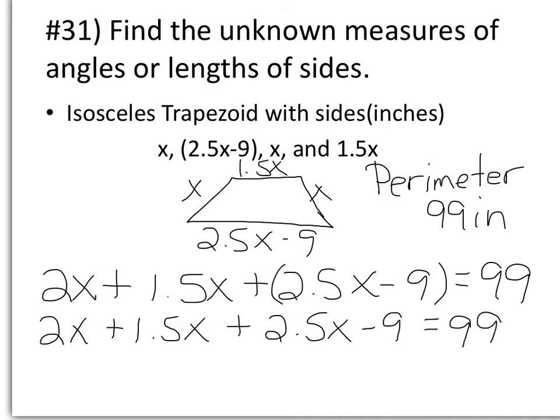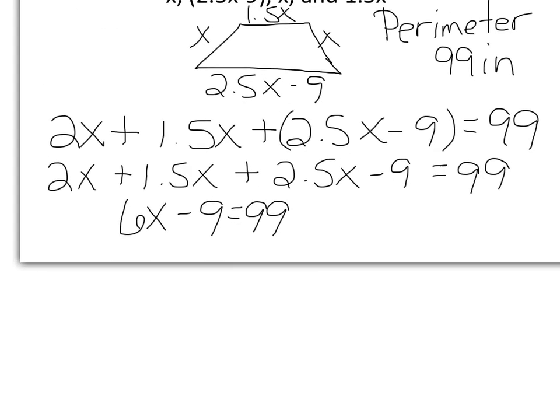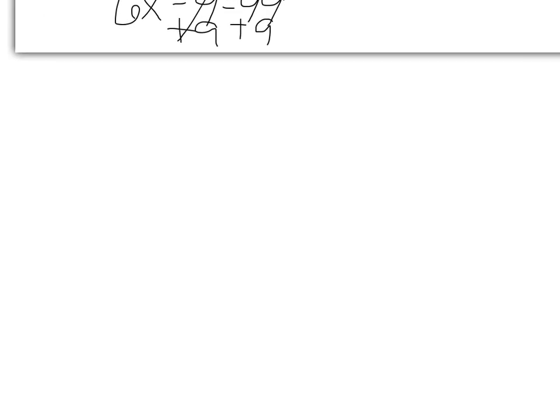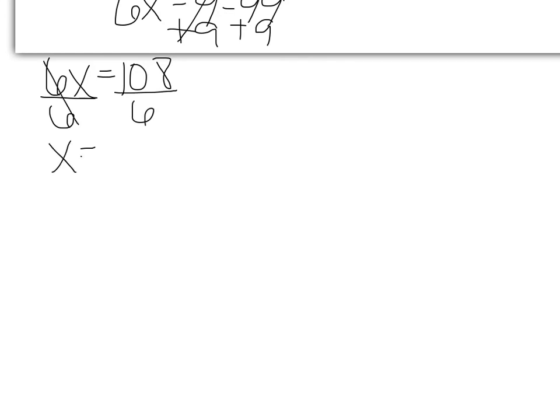Now combine your like terms. 2x plus 1.5x plus 2.5x is 6x. Now I'm going to add 9 to both sides, and you get 6x is equal to 108. Divide both sides by 6, and you get x is equal to 18.